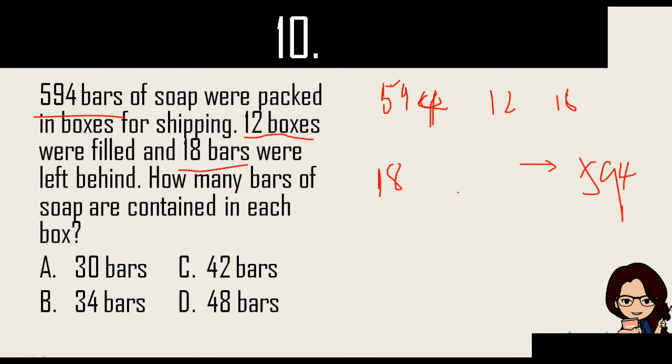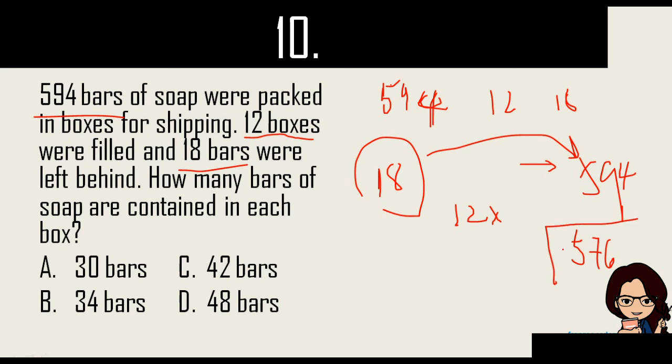Okay? So, ang goal mo is ma-account mo yung 594. Para malaman mo kung ano yung number na i-multiply mo sa 12, ang gagawin mo would be yung 18, i-minus mo siya sa 594. So, ang maiiwan sa'yo would be 576. Okay? 576 divided by 12. Ngayon, alam mo na ang hinahanap mo is 576. Okay? Kasi kung ano naman yung number na i-multiply mo sa 12.